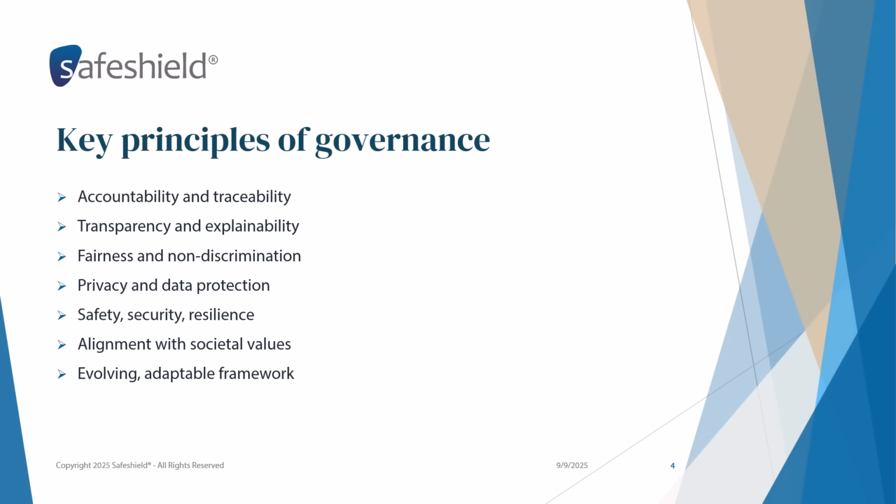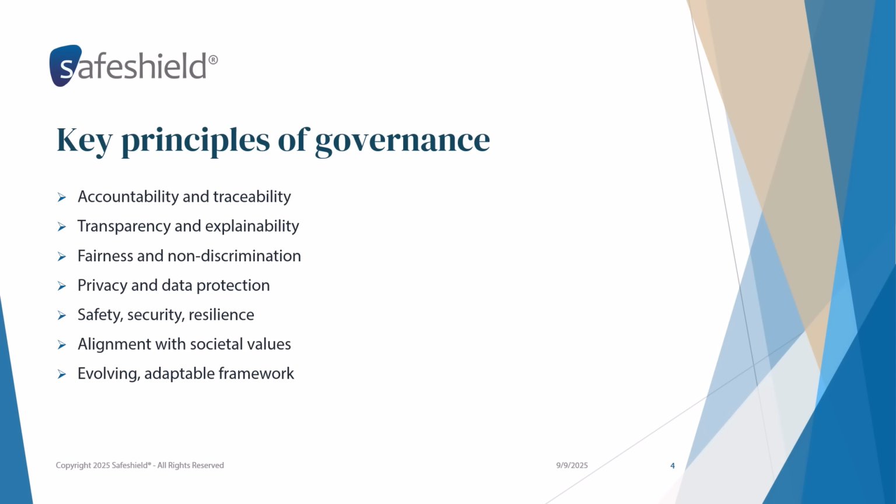Fourth, privacy and data protection highlight the importance of safeguarding personal data throughout the AI lifecycle. Fifth, safety, security, and resilience require that systems are designed to prevent harm, withstand attacks, and recover from failures. Finally, alignment with societal and organizational values ensures that AI development and use reflect ethical norms and strategic goals. Together, these principles form the backbone of AI governance frameworks worldwide.